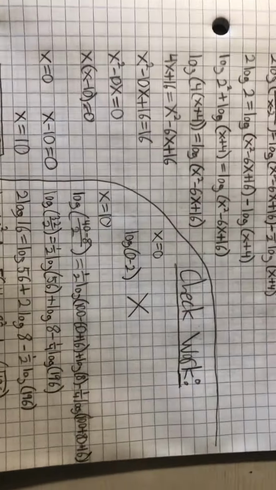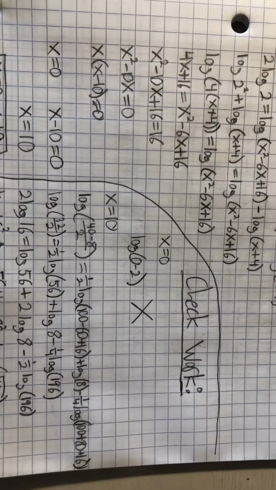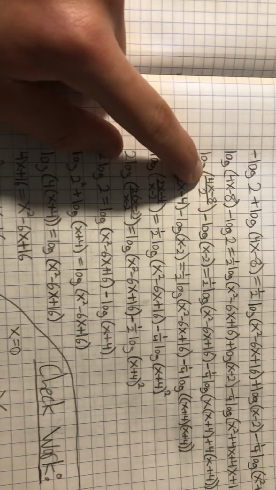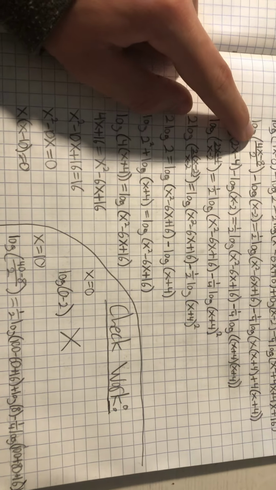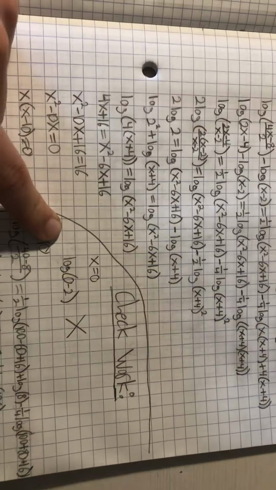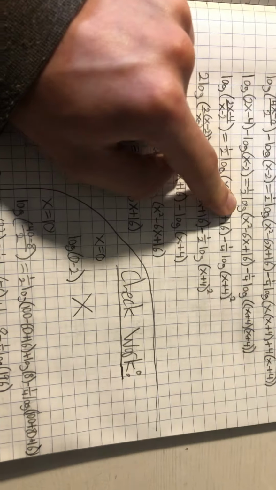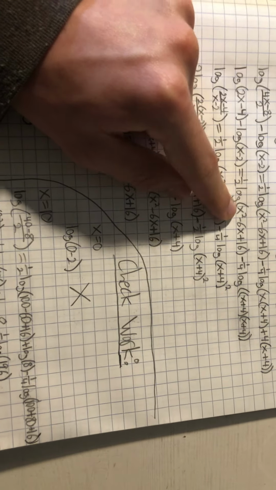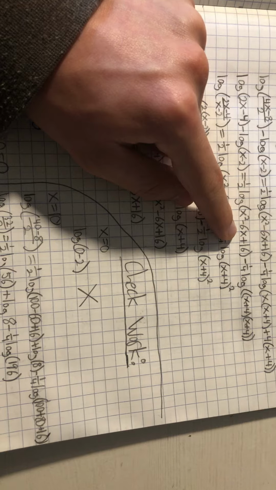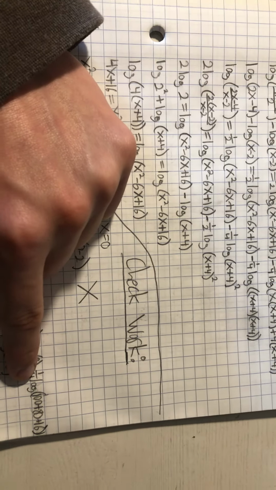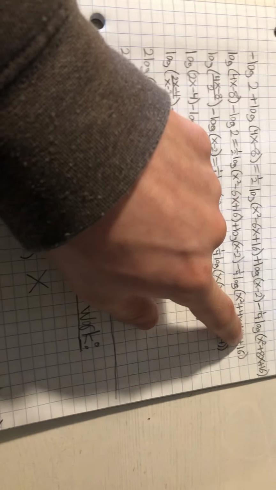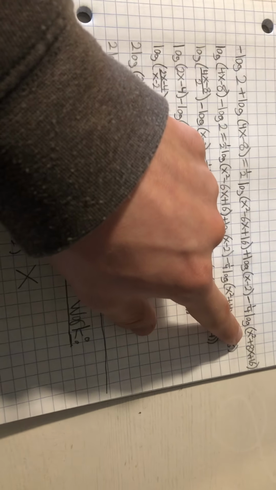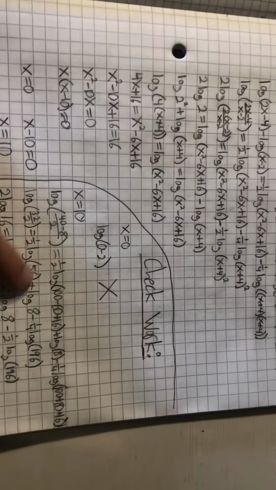Okay. I kind of skipped to this step because I didn't want to do it from the very beginning. But I have log of 40 minus 8, right? 4 times 10 minus 8 over 2 equals 1/2 log of 100, 10 squared, minus 60 plus 16, minus 1/4 log of 100, right? Plus 80 plus 16. 100 plus 8, 10 times 10 plus 8 times 10 plus 16. Okay, I do the math.